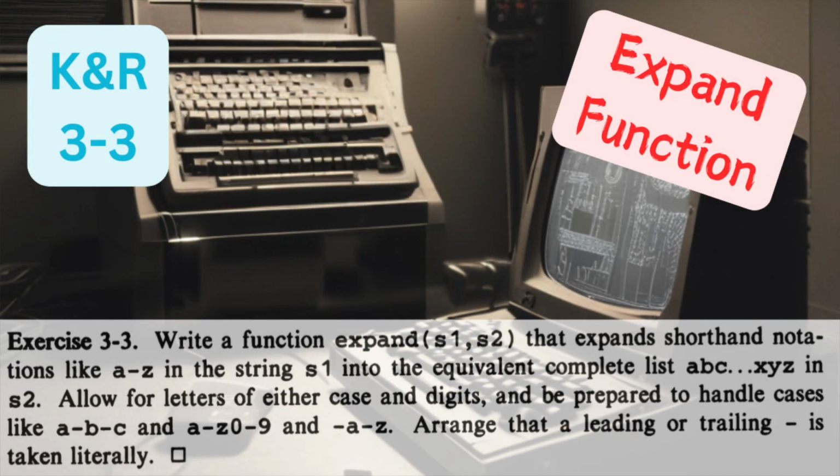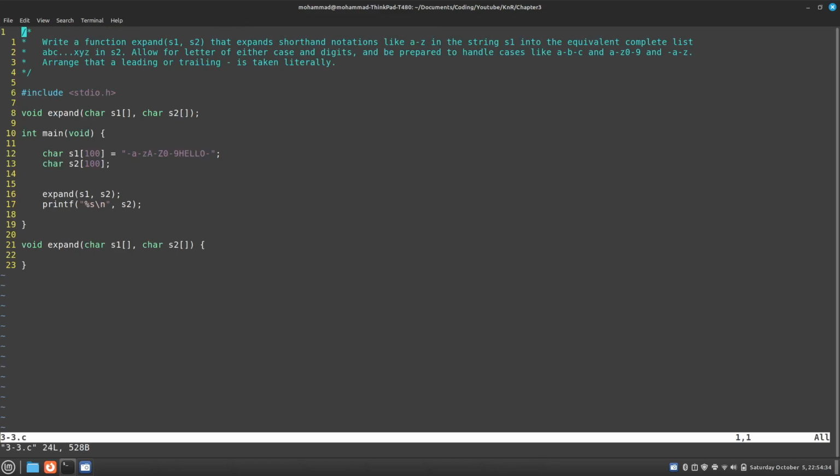In this video, I'll be going through the solution to exercise 3.3 from the C programming language textbook by Kernighan and Ritchie. Now, exercise 3.3 says to write a function expand that expands shorthand notations like a-z in the string s1 into the equivalent complete list abc...xyz in s2. Allow for letters of either case and digits, and be prepared to handle cases like a-b-c and a-z0-9 and -a-z. Arrange that a leading or trailing dash is taken literally.